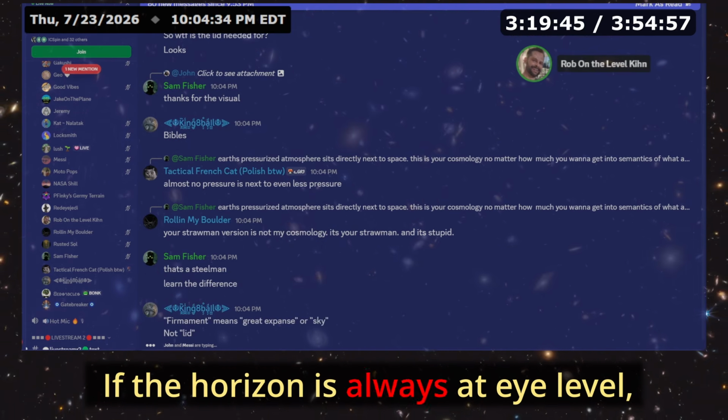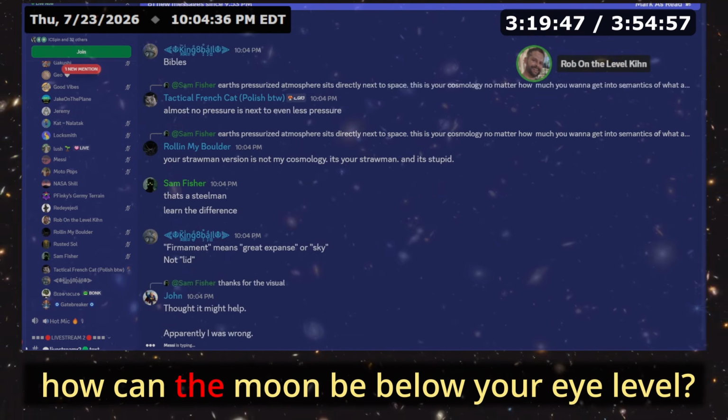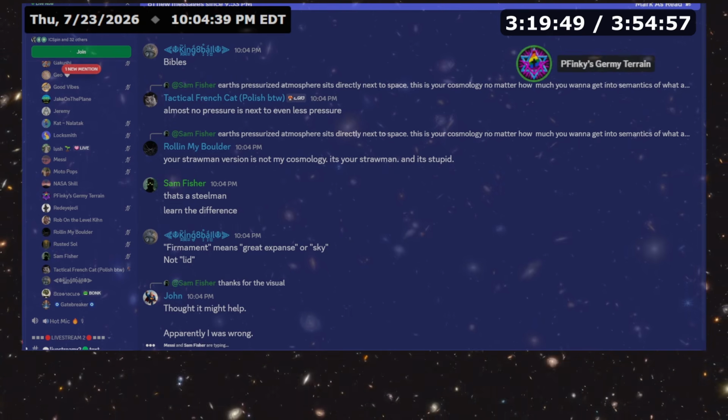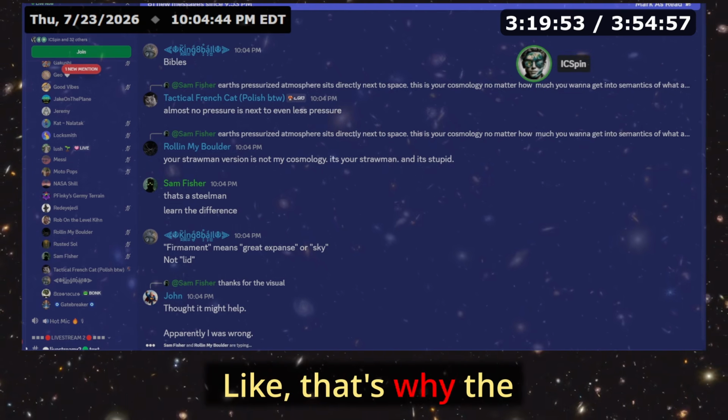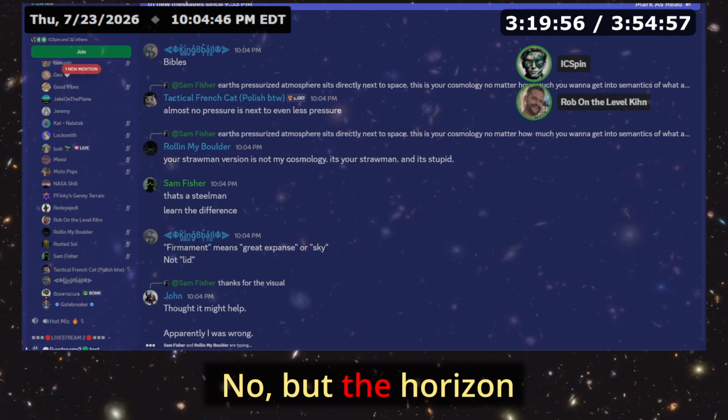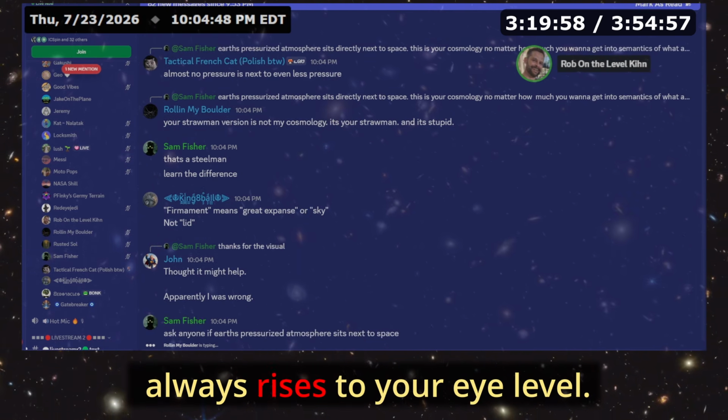If the horizon is always at eye level, how can the moon be below your eye level? Because the moon comes up, the Earth's rotation, right? That's why the moon sets, the sun sets, but the moon rises, the sun rises. The horizon always rises to your eye level.